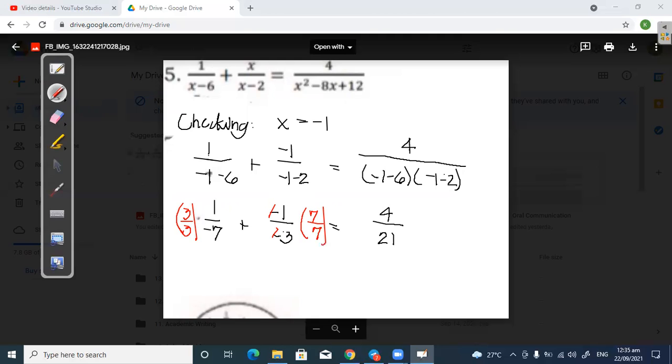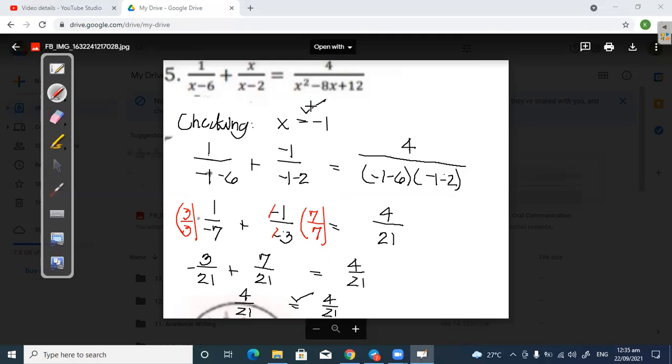Ayan, 3 times 1, that is 3. 7 times 3, may negative, so negative 21. Yeah, plus, and 7 times 1, that is 7. 7 times 3, that is 21. And that is equal to 4 over 21. Is this true? Negative 3 plus 7, that is positive 4 over 21. And that is equal to 4 over 21. And hence, x is equal to negative 1 is true.